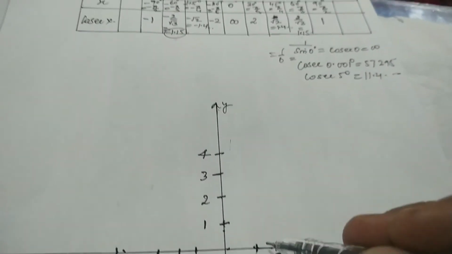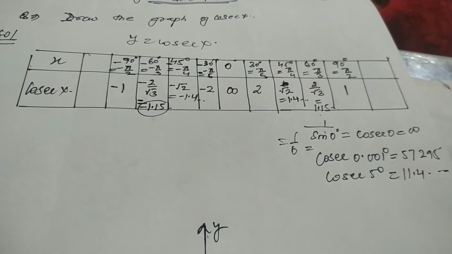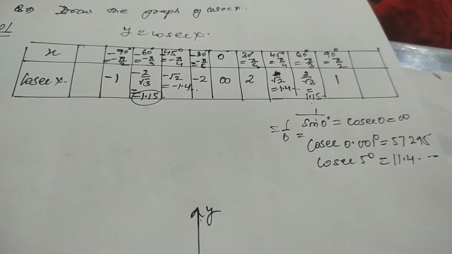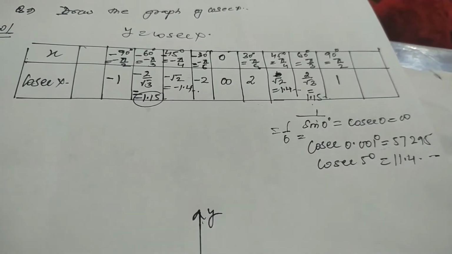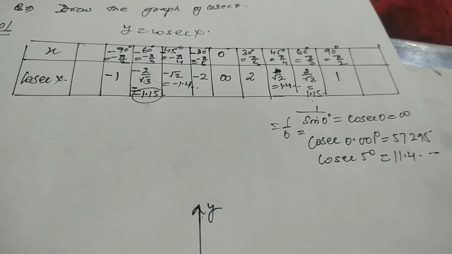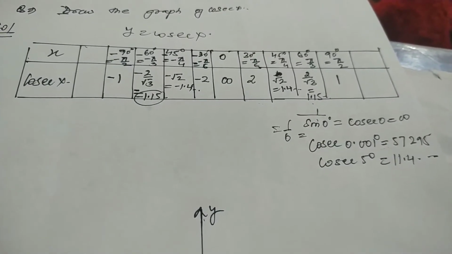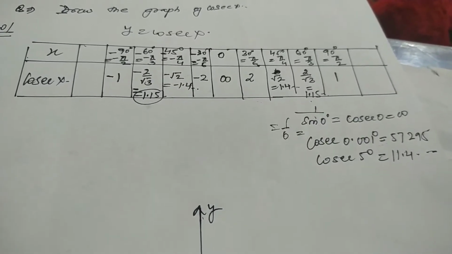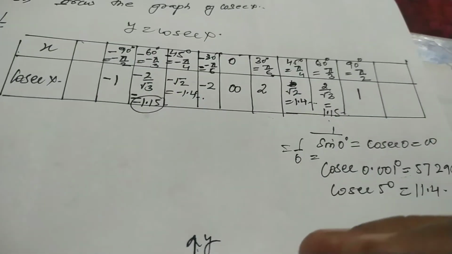This is pi by 6, and the value is 2. At 45 degrees, the value is 1.4, it is about this one. At pi by 3, the value is 1.15, it is lesser than this one. And at pi by 2, the value is 1, and this is rapidly increasing.